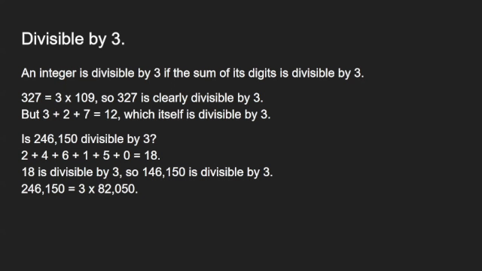Is 246,150 divisible by 3? We can sum the digits up. 2 plus 4 plus 6 plus 1 plus 5 equals 18. And 18 is divisible by 3. So 246,150 is divisible by 3. And 246,150 is equal to 3 times 82,050.